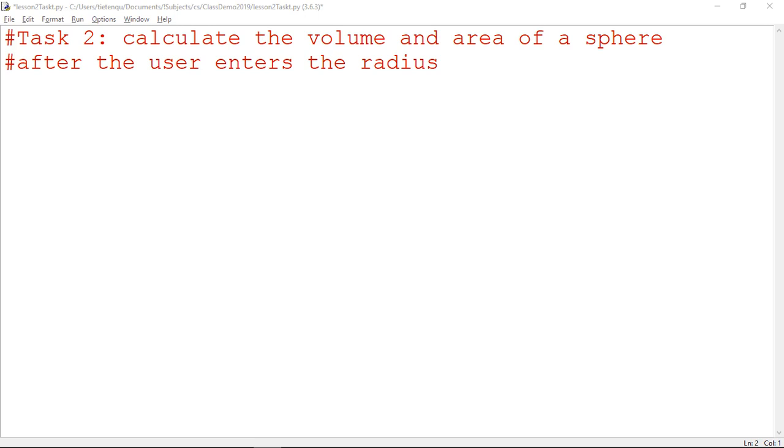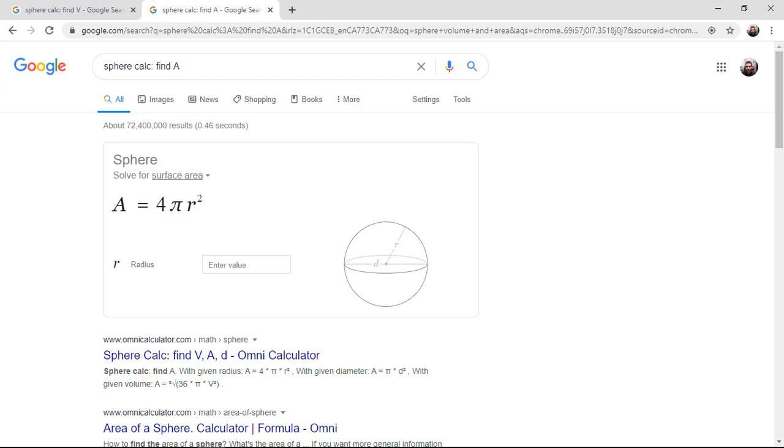I'm going to show you now how to do lesson 2, task 2. Calculate the volume and area of a sphere after the user enters the radius. So let's be clear what we're talking about here. A sphere is a shape like a ball, and we're going to calculate the volume and the area.